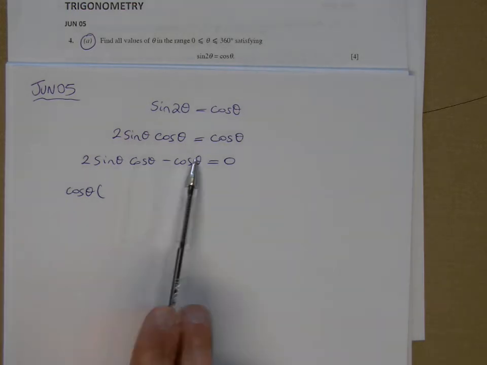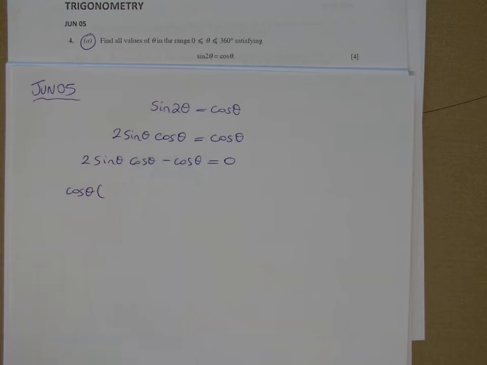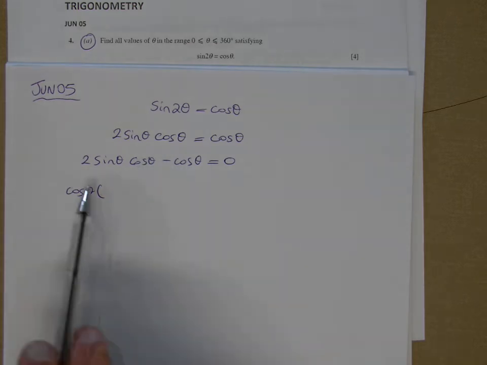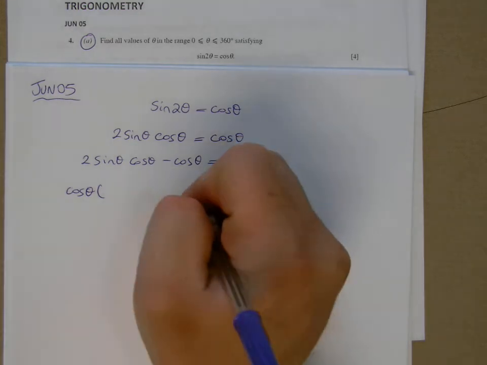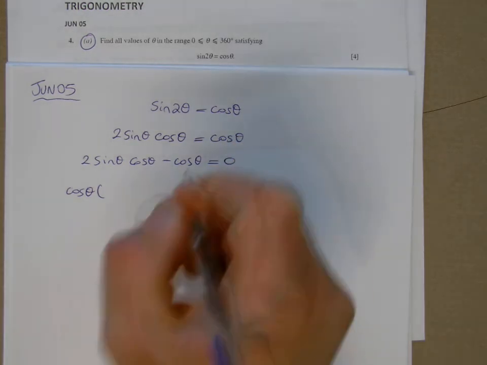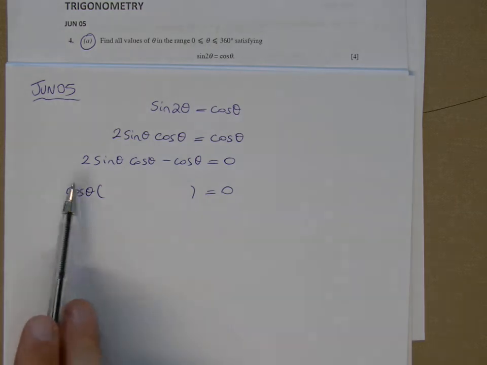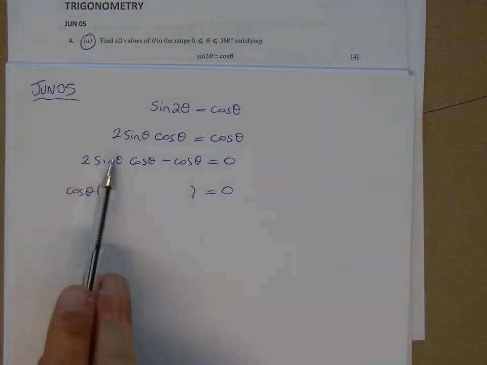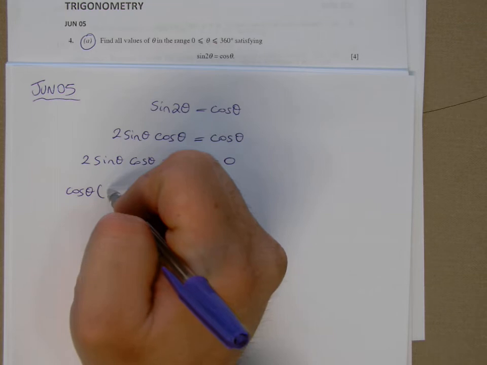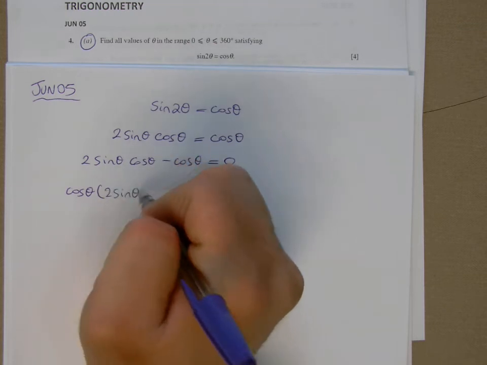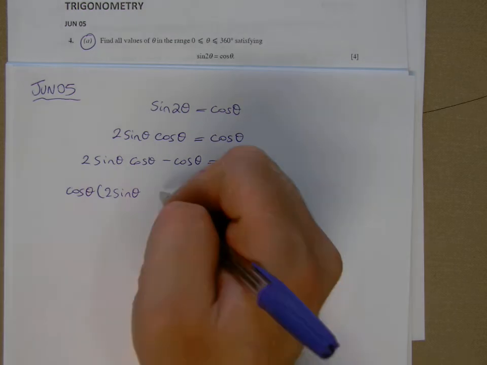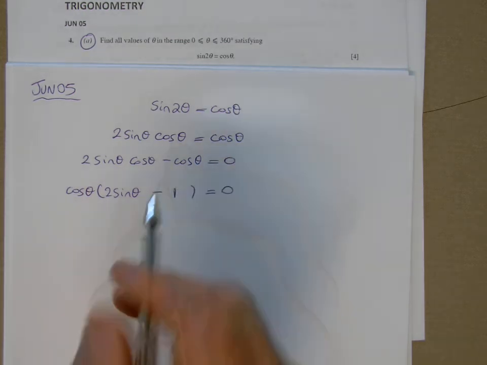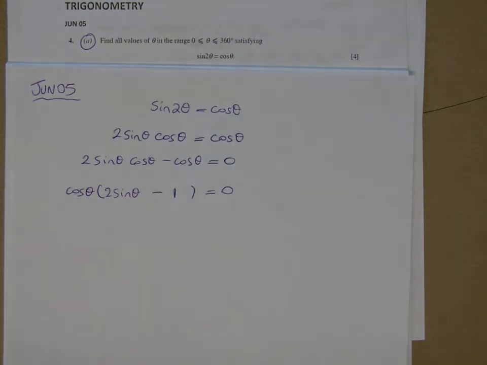So the best way is look at these two terms and think, well, cos is a common factor, so I'm going to factorize it. I'm going to have cos theta outside my bracket, and then a bracket, and I'm going to put it equals to 0. I'm going to ask myself, what do I times by cos theta to get 2 sine theta cos theta? Well, that's just going to be 2 sine theta. And then what do I times by cos theta to get minus cos theta? That's going to be minus 1, isn't it? So all I've done is factorize out the cos theta.